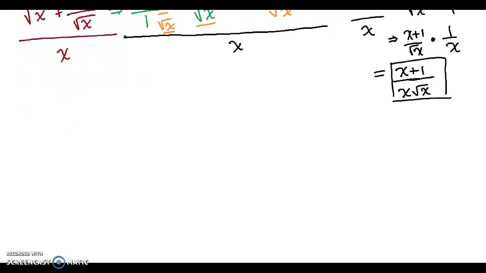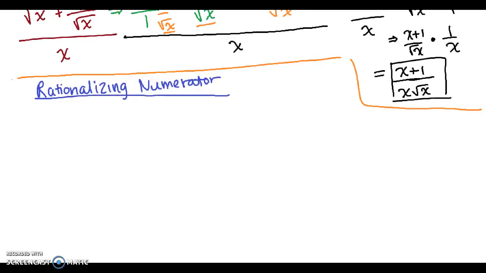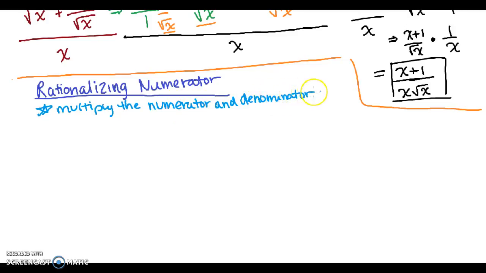Now, similar to how we rationalize denominators, I'm going to show you an example of how we rationalize numerators. So, rationalizing numerators. How we do that is the same as rationalizing denominators. Remember that word, conjugate? We multiply the numerator and denominator by the conjugate.